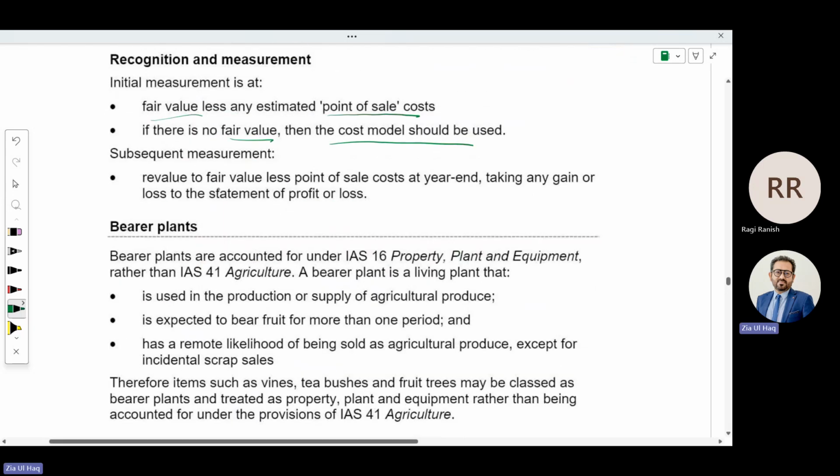Subsequent measurement: revalue to fair value less point of sale cost at year end, taking any gain or loss to the statement of profit or loss. Any gain or loss in measurement: like, previous fair value less point of sale cost was 90,000. Current fair value less point of sale cost is 95,000. So that 5,000 gain, where should it be recorded? Profit and loss account. Suppose current fair value less point of sale cost is 85,000. This means a 5,000 loss. Where should it be recorded? Profit and loss account.